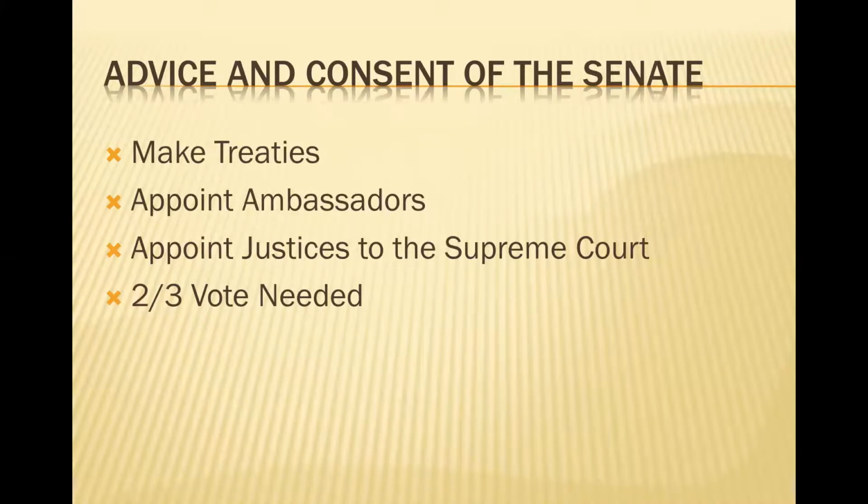Now, the president also has things that the president can do with the advice and consent of the Senate. One is make treaties. As you know, a lot of what the president does is engage with foreign leaders, and in many cases that involves making treaties. If the president signs a treaty, it still has to be ratified by the Senate, and that takes 2/3 of a vote. Appoint ambassadors. Again, ambassadors to different countries are appointed by the president, but the Senate needs to support that. And also, justices to the Supreme Court are appointed by the president with advice and consent of the Senate. And we'll talk more about the Supreme Court later. So these are also important powers of the president.